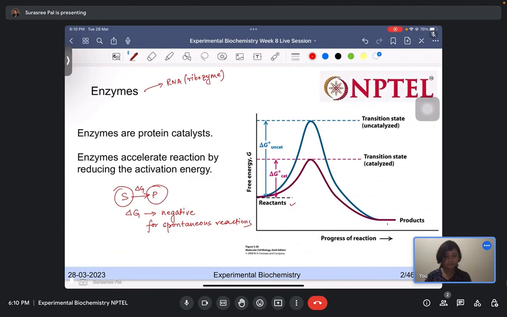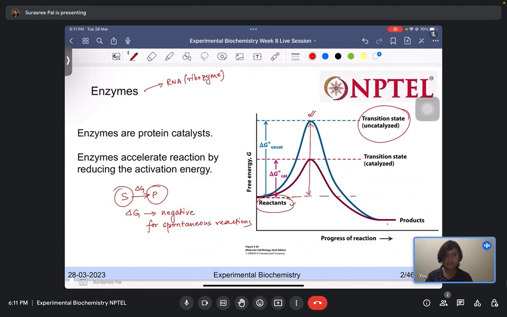Now there is also another barrier that these substrates have to overcome to be converted to products. This is the barrier that I am talking about. This energy barrier, the substrates from this position have to reach this position, which is actually called the transition state.